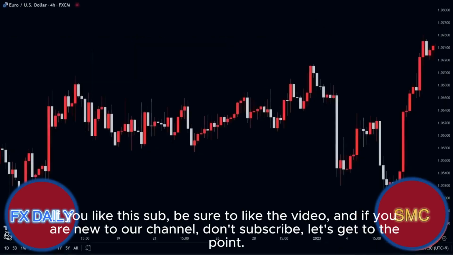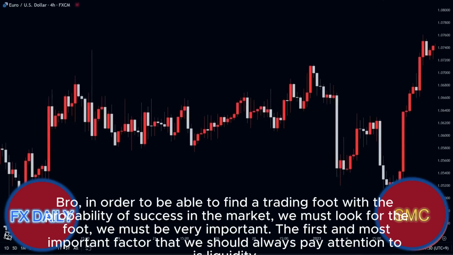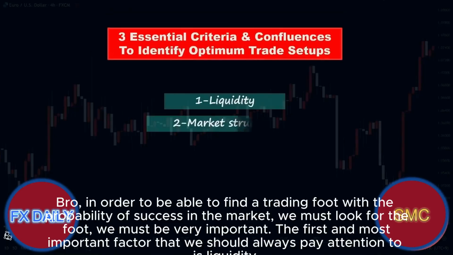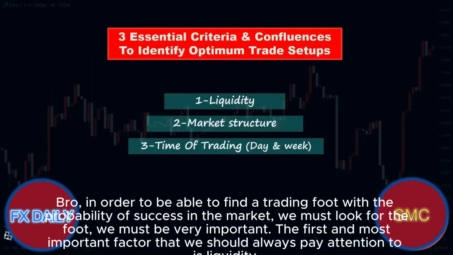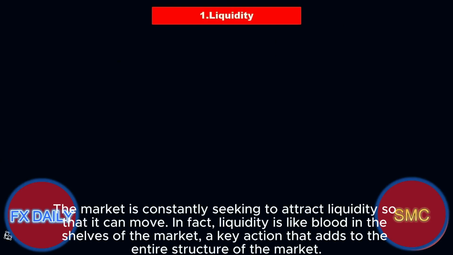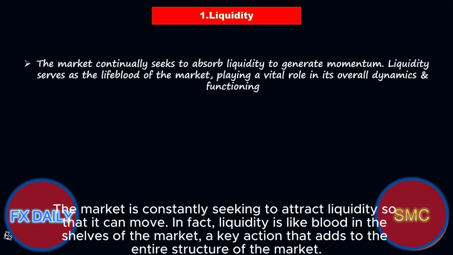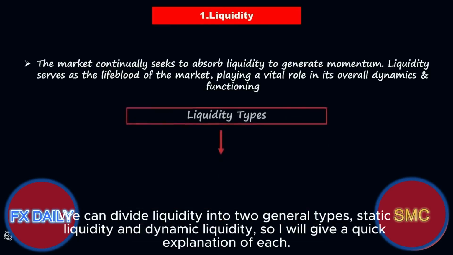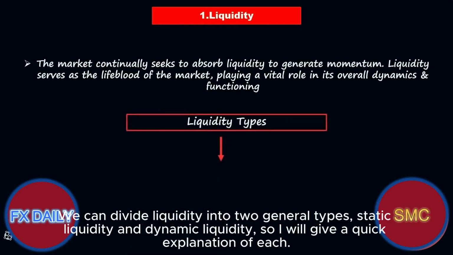Let's get to the point. In order to find a trading setup with a high probability of success in the market, we must look for the key factors. The first and most important factor that we should always pay attention to is liquidity. The market is constantly seeking to attract liquidity so that it can move. In fact, liquidity is like blood in the veins of the market. We can divide liquidity into two general types, static liquidity and dynamic liquidity.